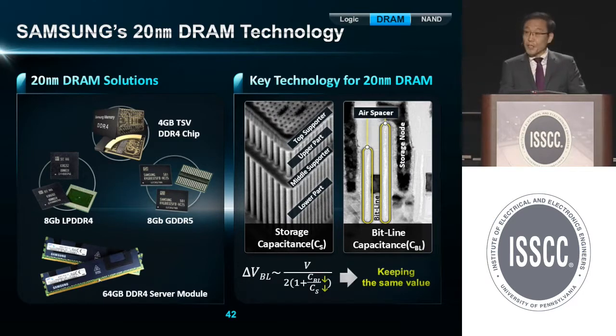Storage capacitance inevitably gets reduced with scaling, which could be partially compensated by increasing stack height. At the same time, in order to compensate for the small storage capacitance, we had to significantly lower the bitline capacitance, which was done by introducing air spacer around the bitline, as shown in right side panel.